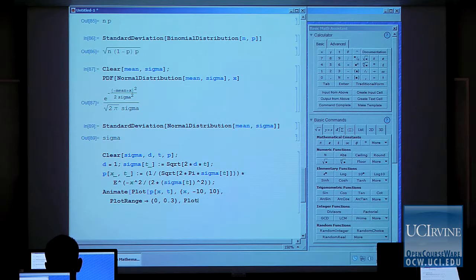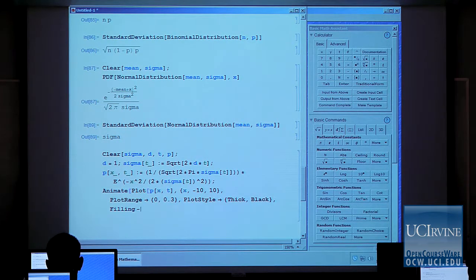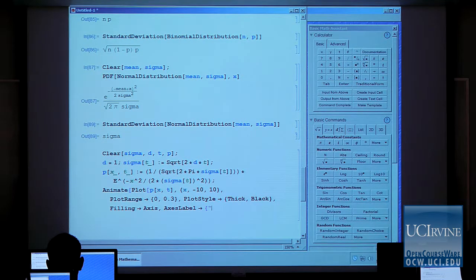And then I'm going to say plot style, arrow, thick, black. This is the line that's going to be plotted. And then an option, filling goes to axis. What that's going to do is just shade in the area under the curve. And then I'll put some axes labels. Arrow, the first one's going to be x, and the second one will be p of x and t. So that's our plot.